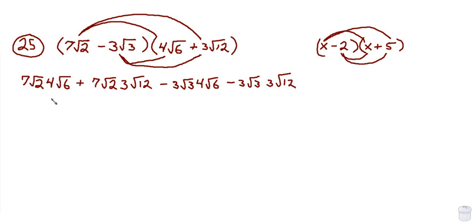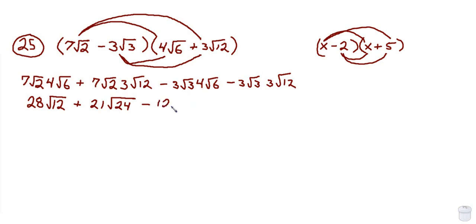Let's multiply each one of these terms. I've got 7 square roots of 2 times 4 square roots of 6. I can multiply the 7 and the 4 to give me 28. They're both square roots, so I can multiply the square root of 2 and square root of 6 together underneath one square root. So that's 28 square roots of 12. The next term, 7 square roots of 2 times 3 square roots of 12: 7 times 3 is 21, and underneath the square root, square root of 2 times square root of 12 gives square root of 24.